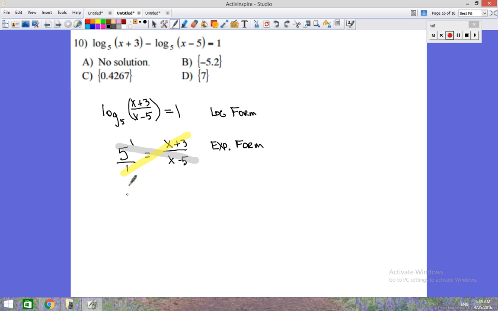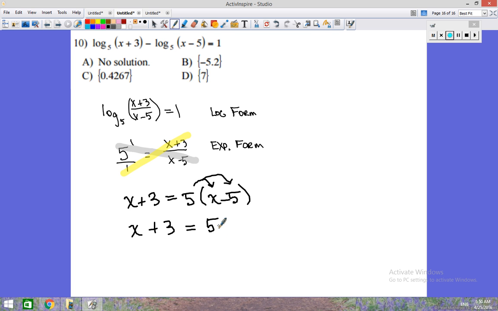Multiplying along the yellow diagonal, 1 times x plus 3, we just get back x plus 3. Multiplying along the gray, we've got 5 times the quantity x minus 5. We need parentheses there. Make sure that you do that. Distribute the 5 through. Multiplication distributes over addition or subtraction, so both terms here get multiplied by the number 5.